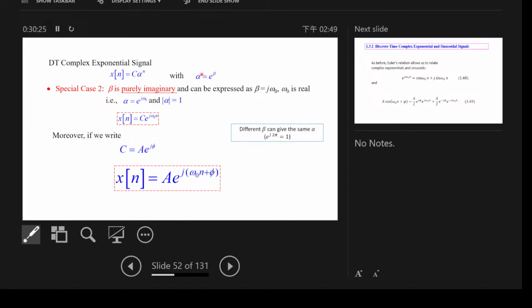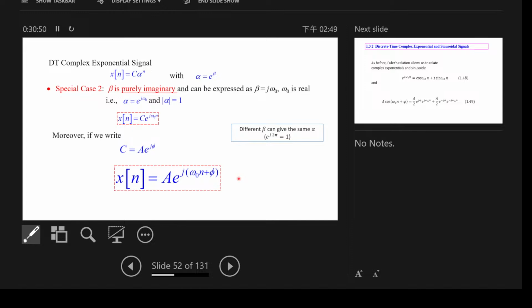Okay, and so we kind of forgot about the alpha now, and we're back to this expression x of n equal to c times e to the j omega n. Okay, and then if you write c in polar coordinates, then we're back to basically this expression of x of n equal to a e to the j omega n plus 5. Okay.